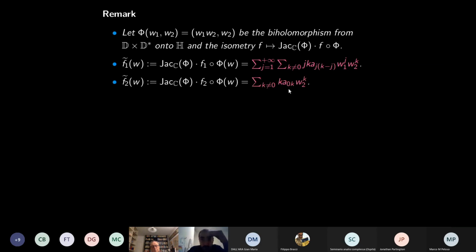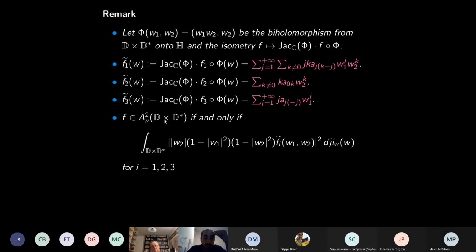For f2, we have a function that only depends on the second variable, and we have the radial derivative on the second variable. Whereas for the last term f3, we have a function that depends on the first variable, and we have a radial derivative here. And so we have the analogous result that f belongs to the weighted Bergman space on D times D star if and only if this quantity here is finite for all these derivatives f tilde, where d mu tilde is the weighted measure on our product domain D times D star.